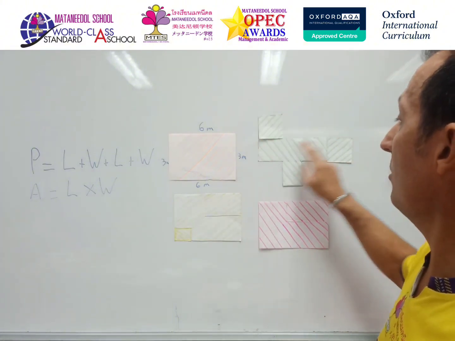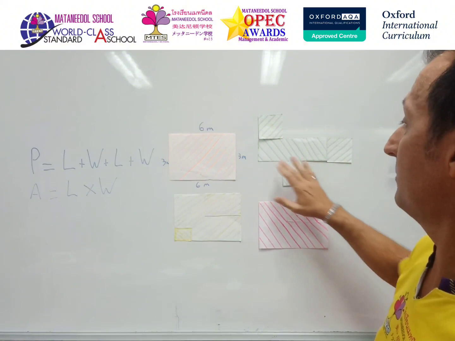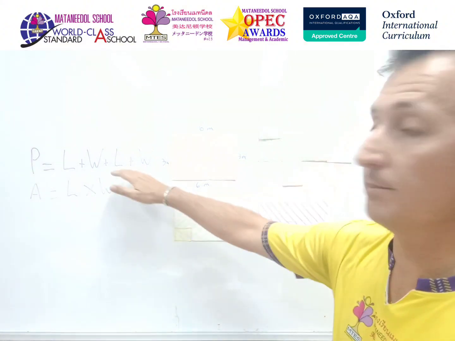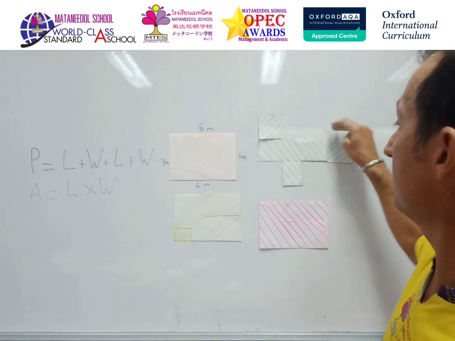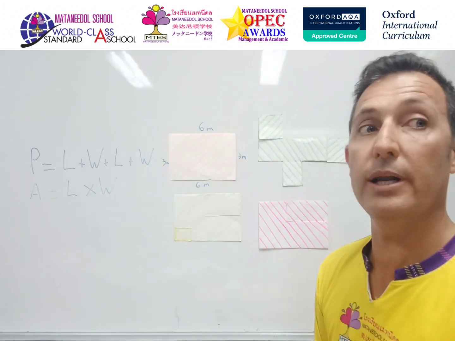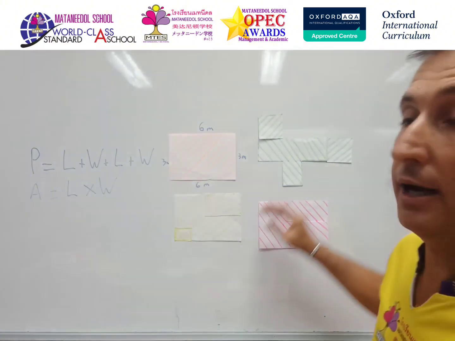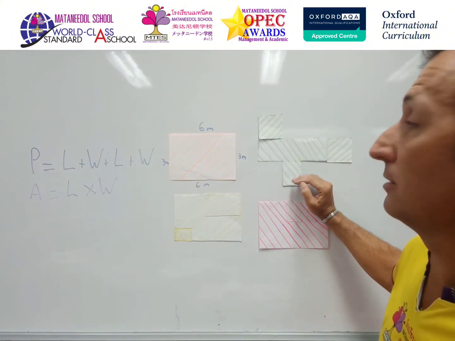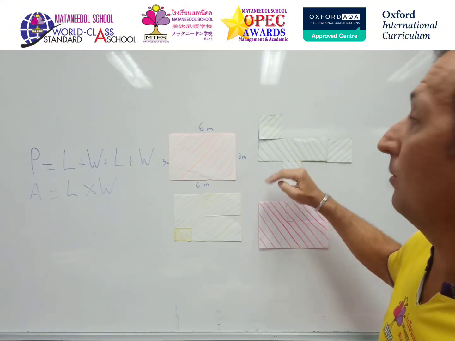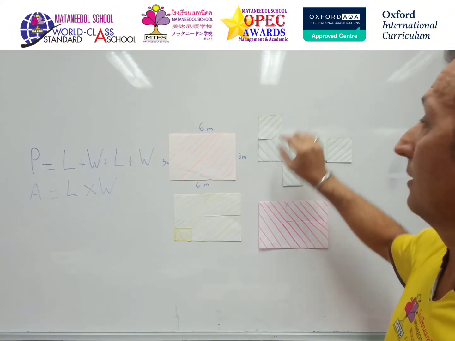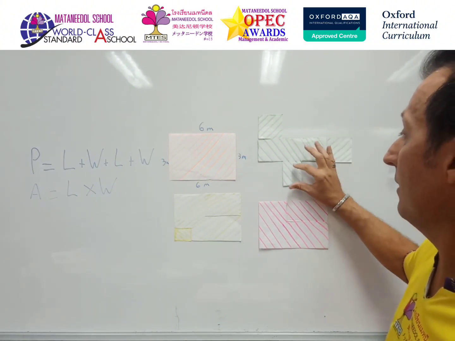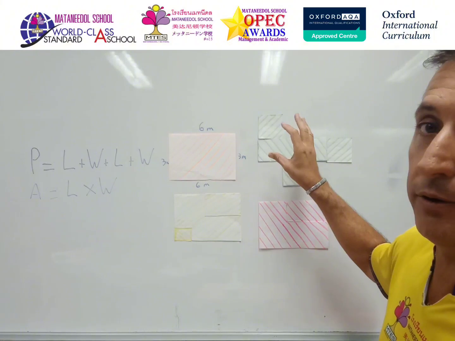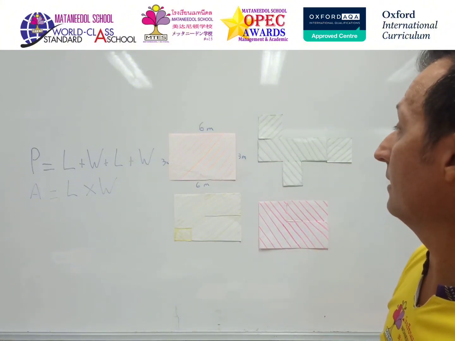I need to know all my different lengths of my shape, and I just add them together to get my perimeter. When I'm doing my area, I need to look at all the individual squares or rectangles and calculate them. For instance, this square, this rectangle, this square, and this rectangle. So now I've got 4 shapes. I work out the area of each and add all of them together.